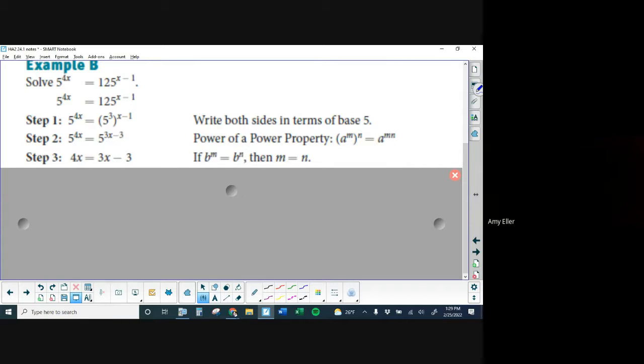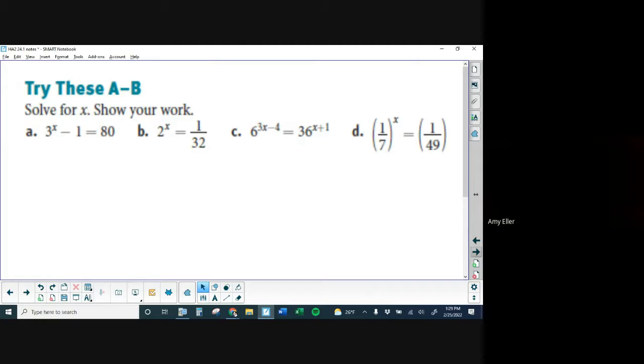Comprende? This does not work all the time, but when it does, it goes pretty quickly. And some of them you can do like this, maybe without a calculator, but you will be allowed a calculator for these types of problems. There are 4 for us to practice. Let's get started.